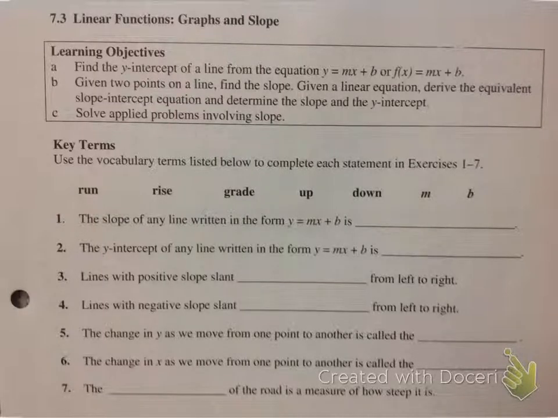Now we're going to look at graphs and slope, which we've looked at briefly in the past, so we're going to revisit it, so we have to again review some key terminology and vocabulary. So the slope of any line written in the form y equals mx plus b is m. So the slope is the m. The y-intercept of any line written in the form y equals mx plus b is the b.